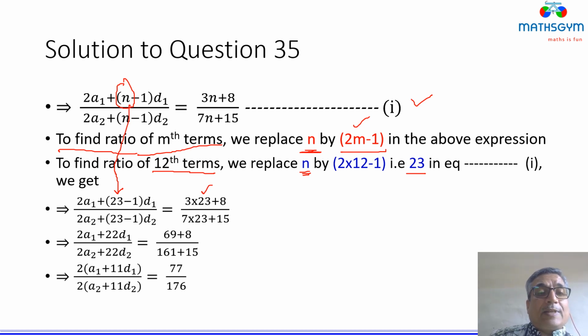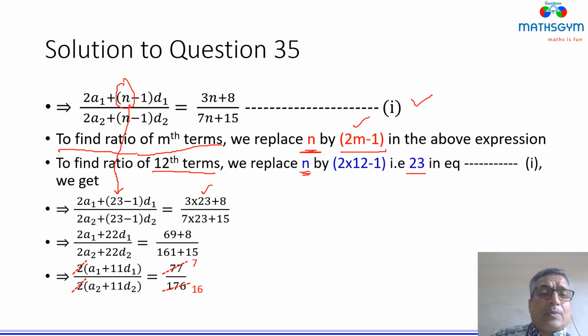On the left hand side we can take 2 common out. When we cancel it out, we will get on the left hand side a1 plus 11d1 upon a2 plus 11d2, and that's equal to 77 upon 176. If you take a look, we can strike them down. It's divisible by 11. 11 sevens are 77, and 11 sixteens are 176.